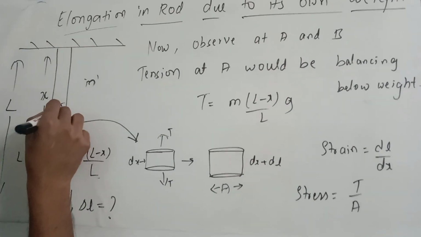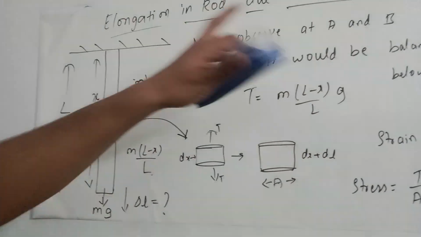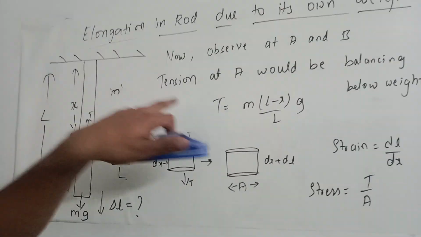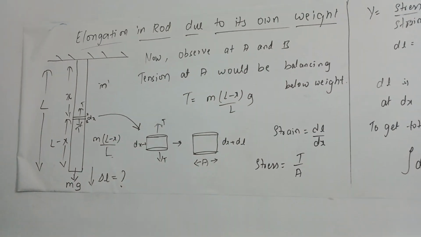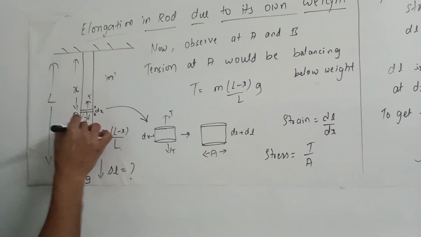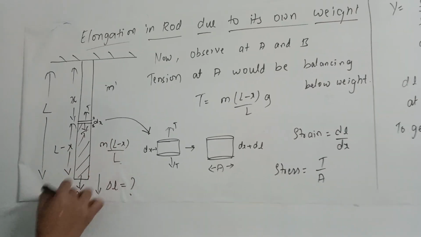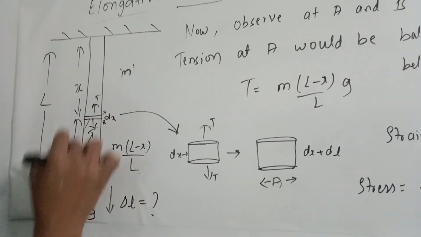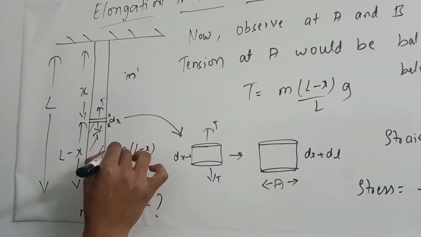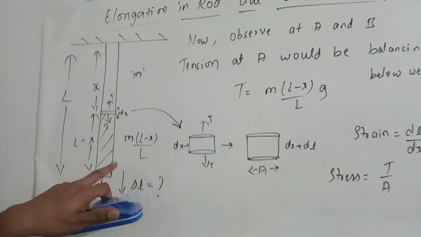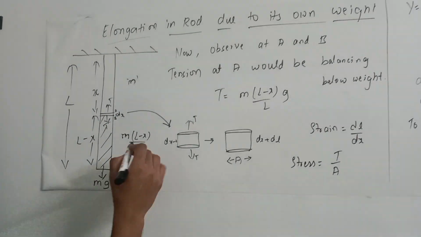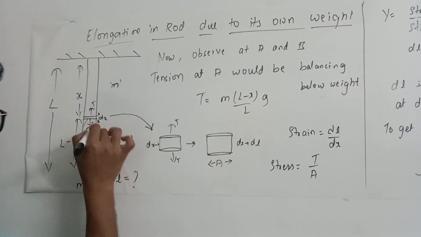So what will be the tension acting at this point? Just observe the points A and B. The tension at A would just naturally balance the weight below. To calculate this weight below, the shaded part, we need the mass of the remaining rod. How can we calculate it? It is M(L minus x) by L. This will give the mass of this rod.